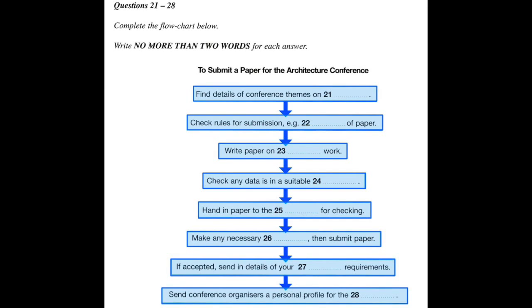Test 2, Section 3. You will hear two students, Ramil and Kirsten, discussing presenting a paper at an architecture conference. You now have 30 seconds to read questions 21 to 28.